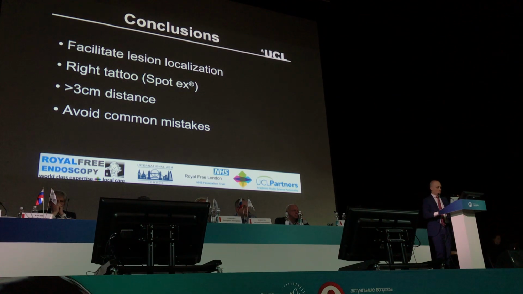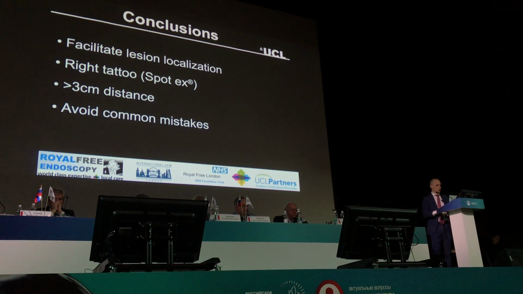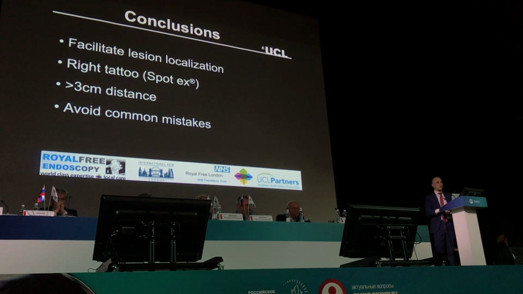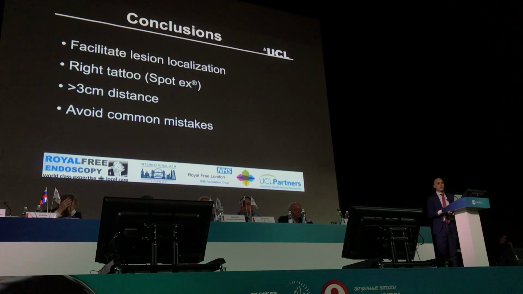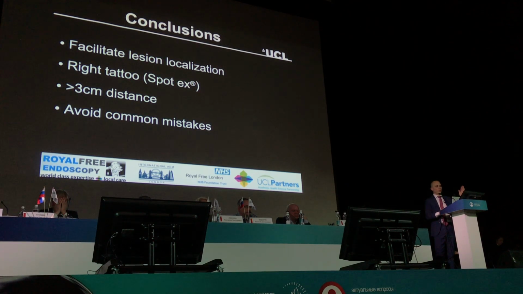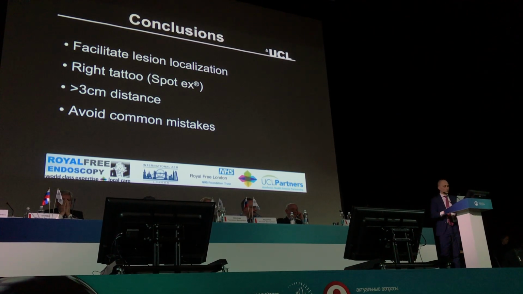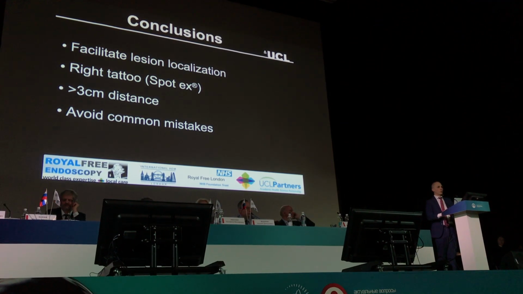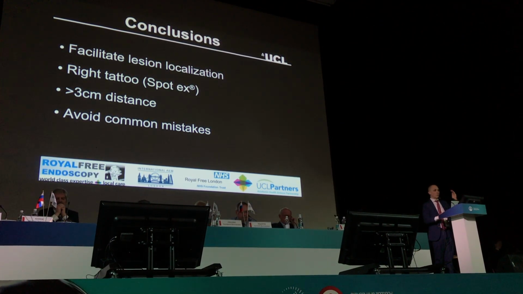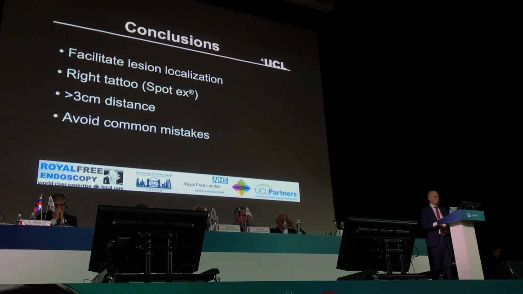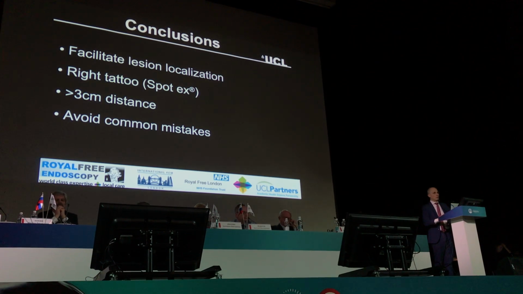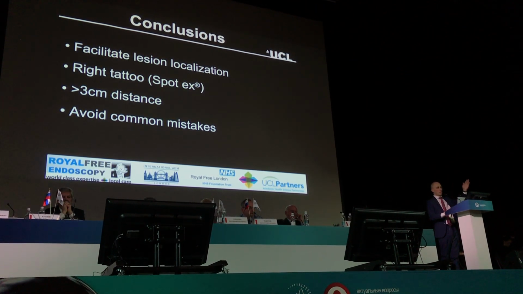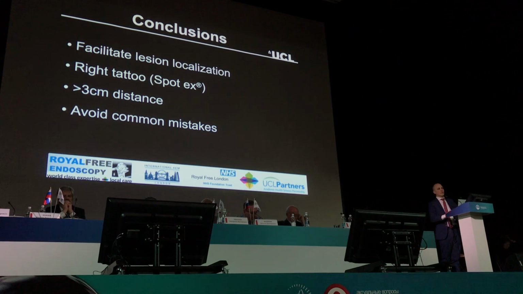So in conclusion, tattoo facilitates lesion localization. So please use tattoo for cancers when you refer a patient for surgery, for endoscopic resection if you refer the patient to another center, and for endoscopic surveillance after resection of these lesions. Please choose the right tattoo, so please choose the one recommended by the European guidelines and by the evidence, which is Spot X, and please tattoo at least 3 centimeters distant from the lesion, 3 or more. When you have a cancer, please place 3 or 4 tattoos, and avoid the common mistakes that we spoke about.